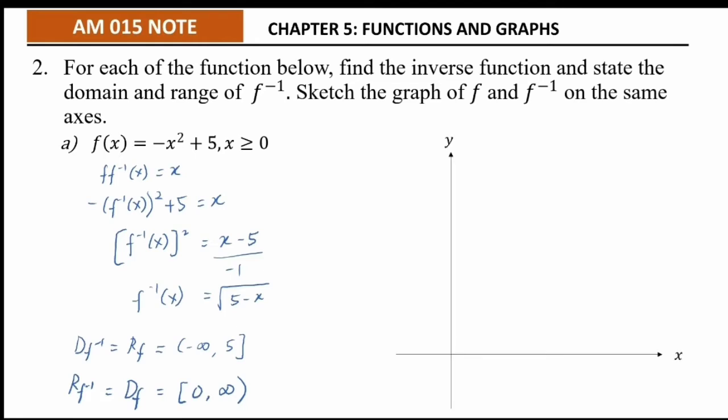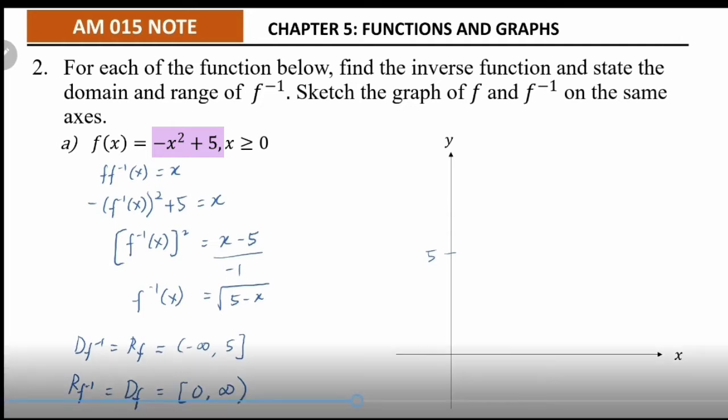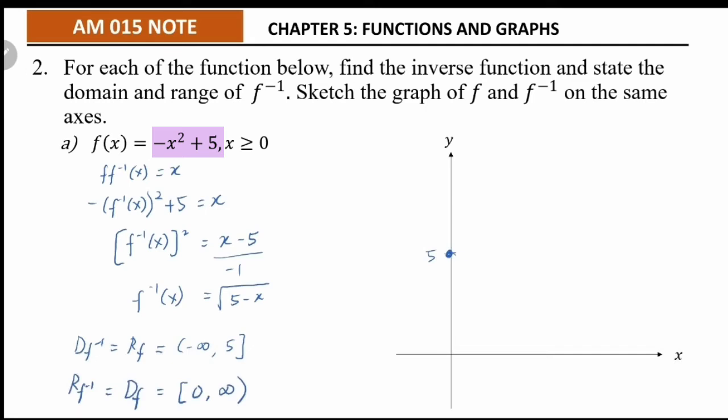f is from 0 to infinity. When x equal to 0, y equal to 5. And then f(x) is negative x squared, so 5 included, going down. Label the graph f(x). Cross the x-axis at square root of 5.